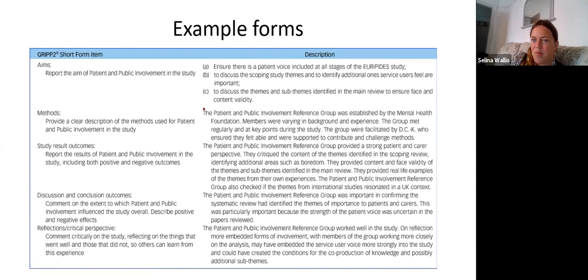So, for example, this short form, their aim is that they included a patient voice, and it was a systematic review, so they wanted people to be looking at the themes and making sure that they're relevant to that population and that there's validity to them. There isn't a huge amount of detail about the methods, about how they did this, except that it was a group that was already established by another organisation. They say that the members were varying in background and experience, that they met regularly and at key points, and that their outcomes were that they provided a strong patient and carer perspective.